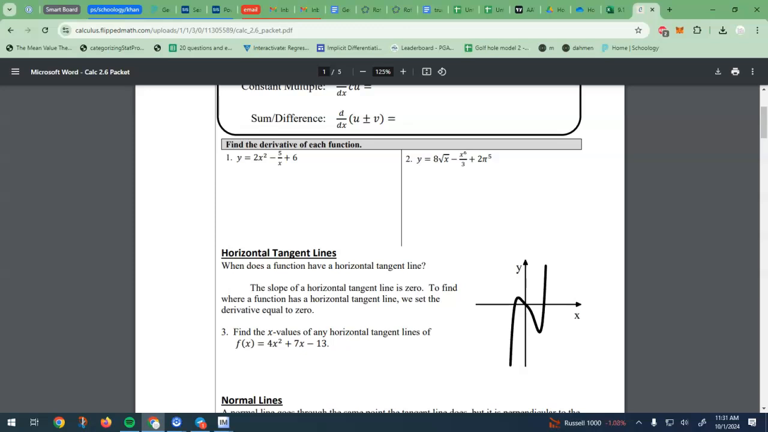So what's the derivative of 2x squared? 4x. Here I take the negative 1 up there, multiply by the negative 5 in front. That's a positive 5. Reduce the power by 1. And then that's a constant. So what's the derivative of a constant? 0. So we're done.